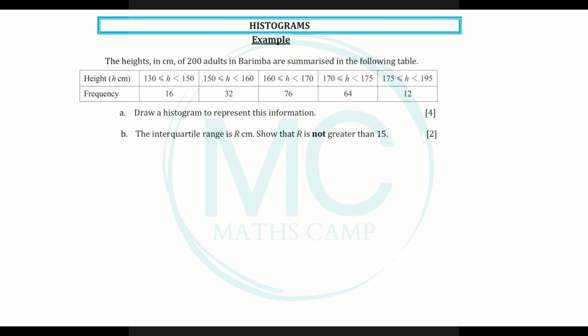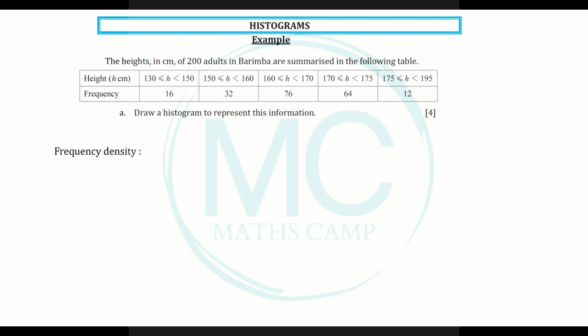The heights in centimeters of 200 adults in Burundi are summarized in the following table. Part A says, draw a histogram to represent this information. Now, before we can draw the histogram, we need the frequency density, so we know how high to draw our bars. To find the frequency density, we divide the frequency by the length of each interval. So let's make some notes. We can say the frequency density.